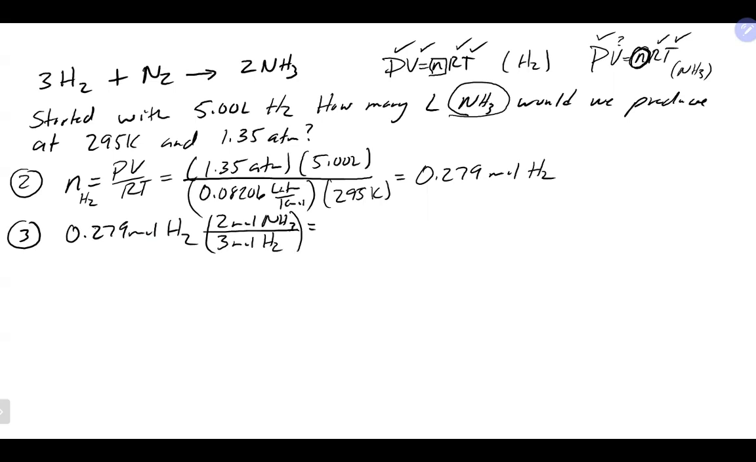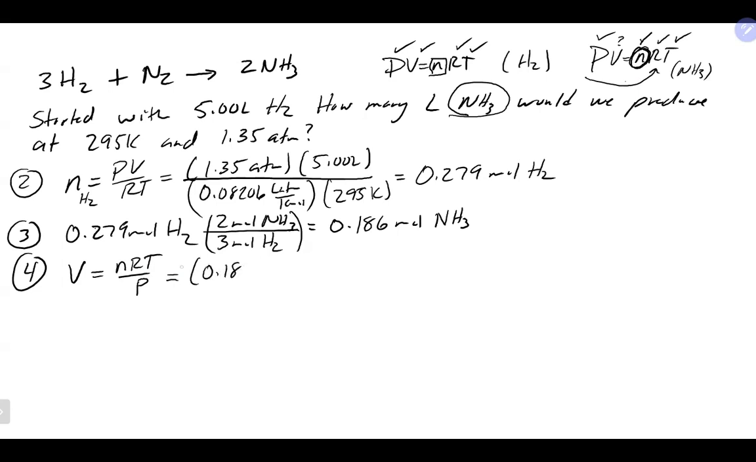And that gets us 0.279 times 2 divided by 3, 0.186 moles of NH3. That means we now have the moles of NH3 to use our ideal gas law one more time. But in this case, we would solve for volume. And again, we're bringing pressure to the other side. Putting our numbers in here, we end up with our moles of NH3, which is that.